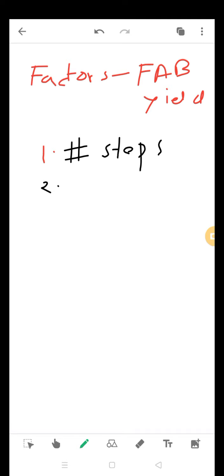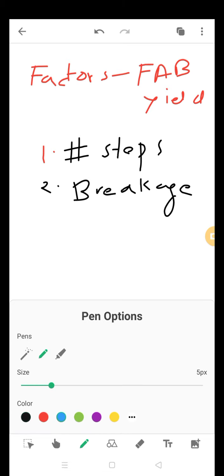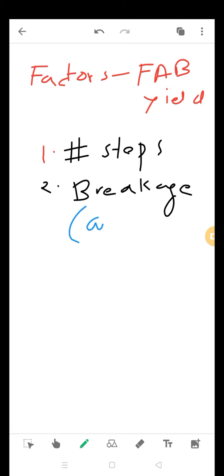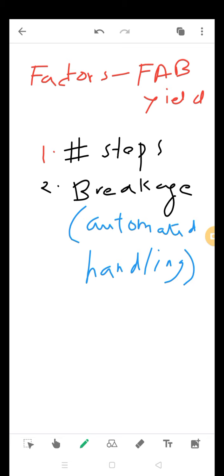Second is if there is a breakage in the wafer. If it breaks down, it may also reduce the fabrication yield. To reduce this, we have an automated wafer handling process in the fabrication of IC devices. So all the wafer handling is automated. Third is the variation in process.